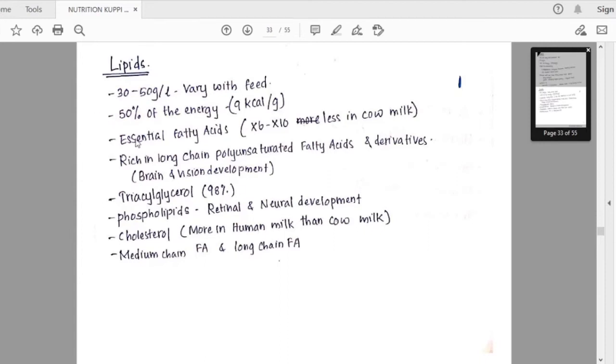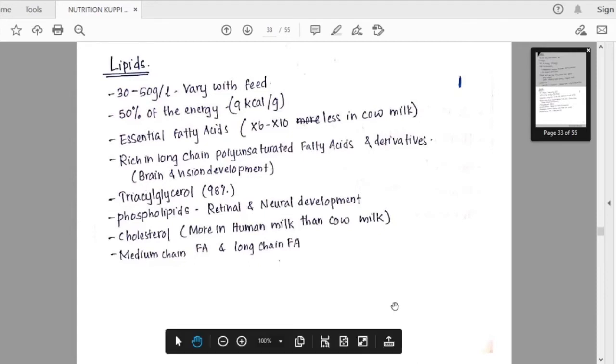Lipids are 50% of total energy, at 9 kilocalories per gram. Essential fatty acids are 6 to 10 times more in human milk, and 6 to 10 times less in cow's milk. Linoleic and alpha linolenic acid are essential fatty acids, along with arachidonic acid, EPA and DHA. Human milk is rich in long chain polyunsaturated fatty acids and derivatives, which are important for brain and vision development.